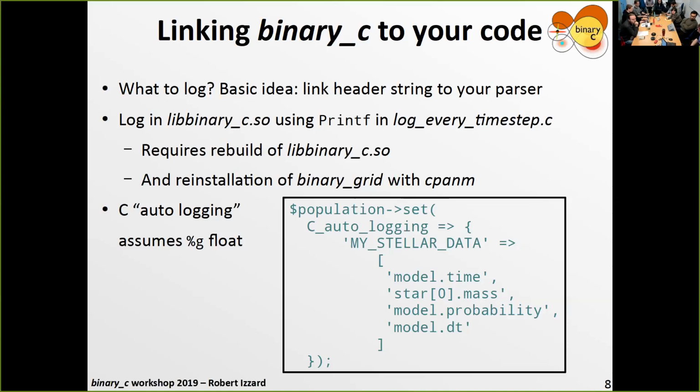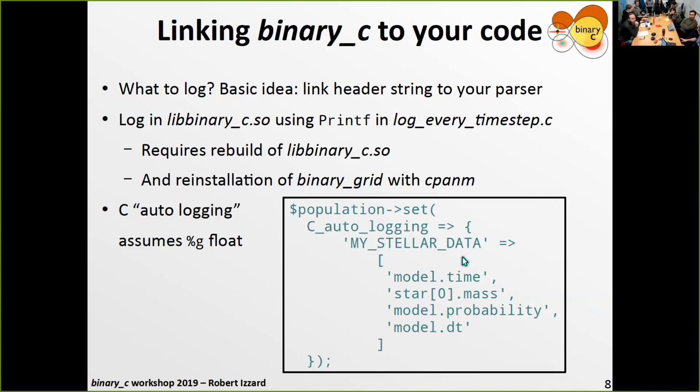However, there is also the auto logging, which you kind of saw yesterday. There are two ways to do that. The first way is to give it a list of variables like this. So I've given it here the time, the mass, the probability, and the time step. And then those will be output every time step. They're output with a header string, which is my stellar data in this case.